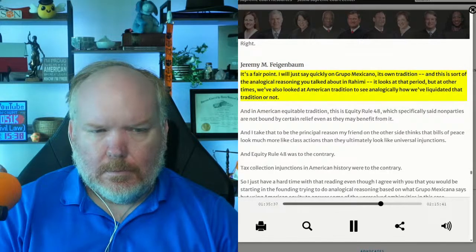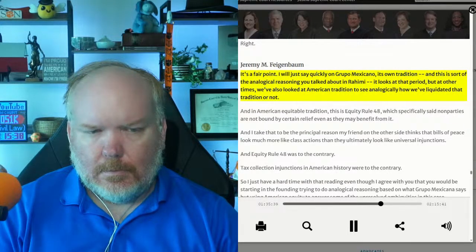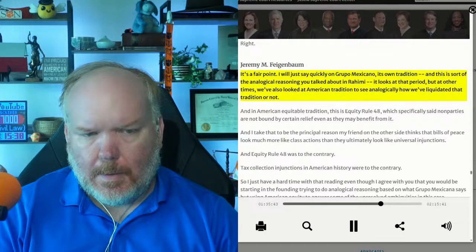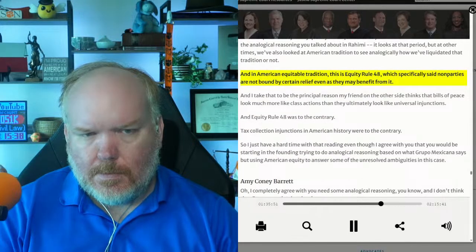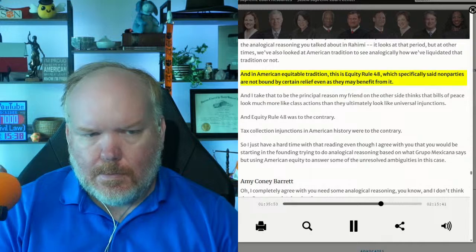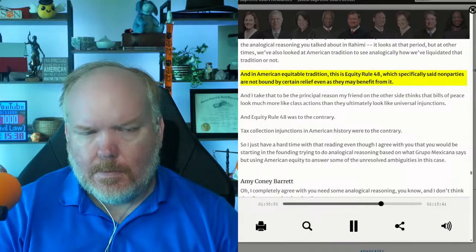I will just say quickly on Grupo Mexicano, its own tradition, and this is sort of the analogical reasoning you talked about in Rahimi, it looks at that period, but in other times we've also looked at American tradition to see analogically how we've liquidated that tradition or not. And in American equitable tradition, this is Equity Rule 48, which specifically said non-parties are not bound by certain relief, and even as they may benefit from it.